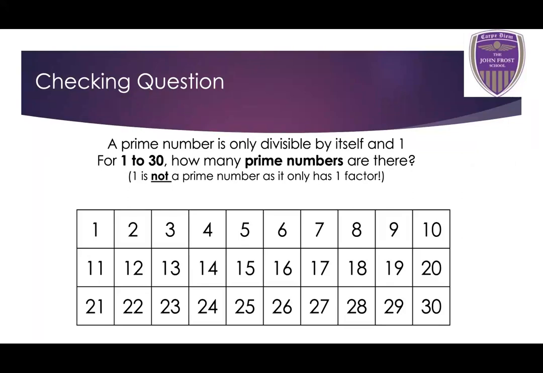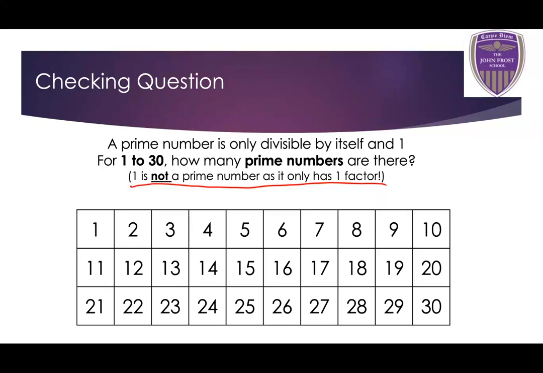So a prime number is a number that's only divisible by itself and 1. Okay? For the numbers 1 to 30, how many prime numbers are there? And remember, very important, very common mistake this, 1 is not a prime number because it only has one factor, okay? Another definition of primes is that they have to have 2 factors, okay? But 1 only has 1. So pause the video and think how many prime numbers there are. Best of luck.